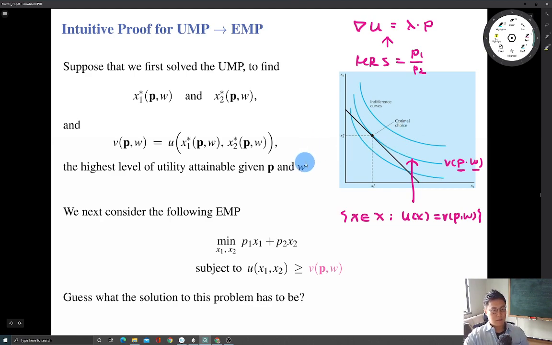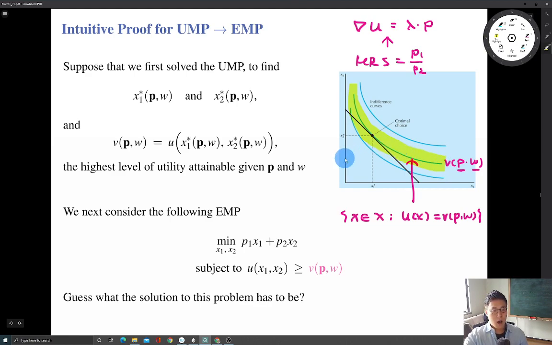Alright, so given this information, now we consider the following expenditure minimization problem. So now we set the expenditure given the same price vectors, given this constraint. But instead of target utility U, we plug in this indirect utility. And then the way to solve this EMP: now we pin down this indifference curve. This is the highest level of utility.